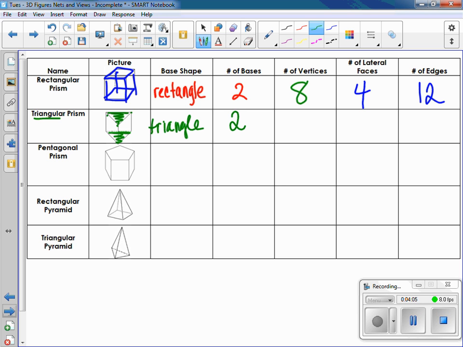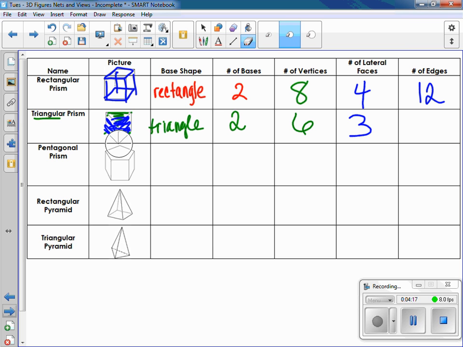Vertices, 3 at the top, 3 at the bottom. Lateral faces are the ones that are not bases, so a left and a right and a back. There are 3 of them. Edges, 3 for the top base, 3 for the bottom base, 3 connecting those vertices. So 3 times 3, that gives me 9.